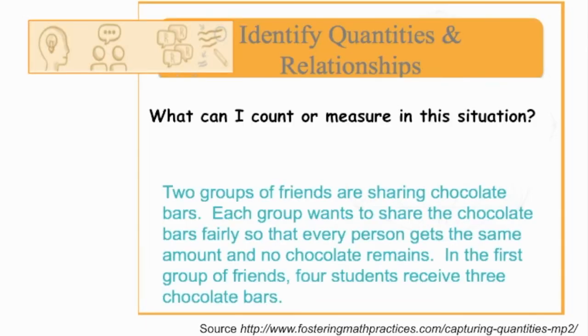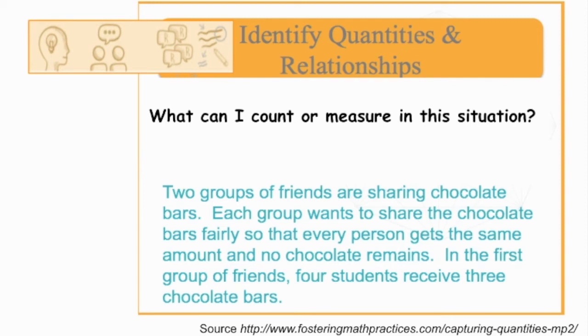In step number 2, which is to identify quantities and relationships, you want to begin by presenting a word problem stem such as this one. It is the blue font at the bottom. Let's read it together. 2 groups of friends are sharing chocolate bars. Each group wants to share the chocolate bars fairly so that every person gets the same amount and no chocolate remains. In the first group of friends, 4 students receive 3 chocolate bars.